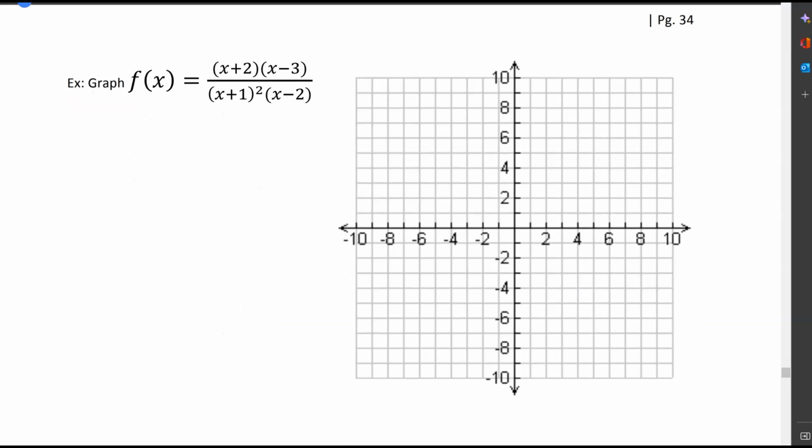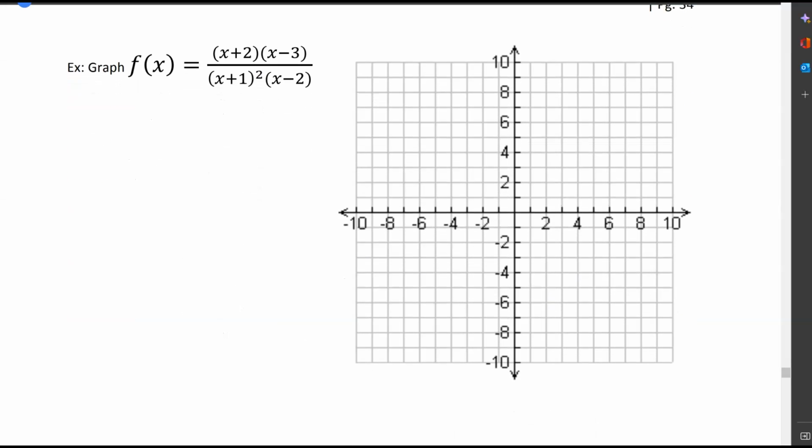All right, let's take a look at how to graph this function. When we go ahead and graph this, there are a couple of things we want to take note of. First, let's start off with our vertical asymptotes. Our vertical asymptotes, remember, come from our denominator. So we have x plus 1 squared times x minus 2. Sorry, no square there. Then we're going to set this equal to 0.